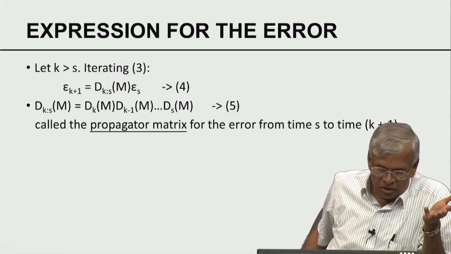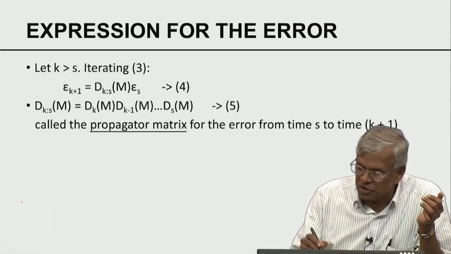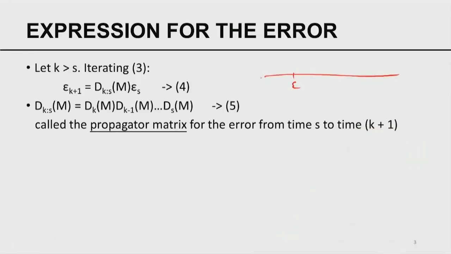So if I iterate 3, I get this expression. What is this expression? If I picked two instances in time, this is 0, this is time s, and this is time k, I would like to be able to express how the error at time s is related to the error at time k, and that's the relation. So s could be 0 or anything else. So this is a general expression. This tells you how the errors at two instances in time, separated in time, are related by the dynamics.